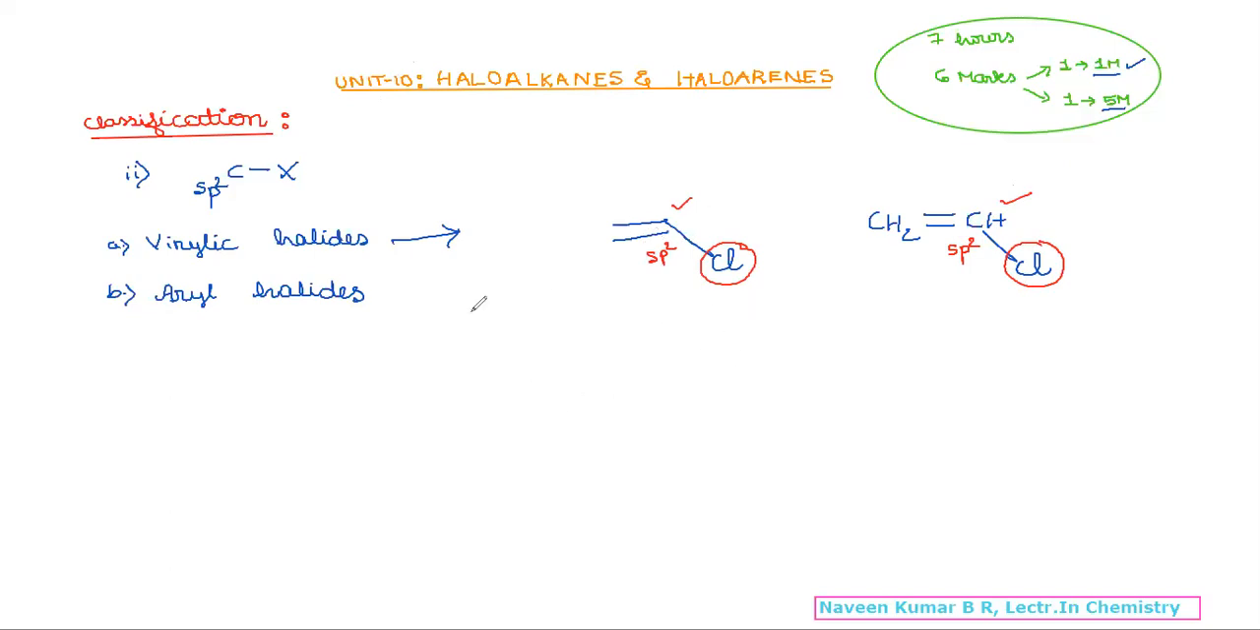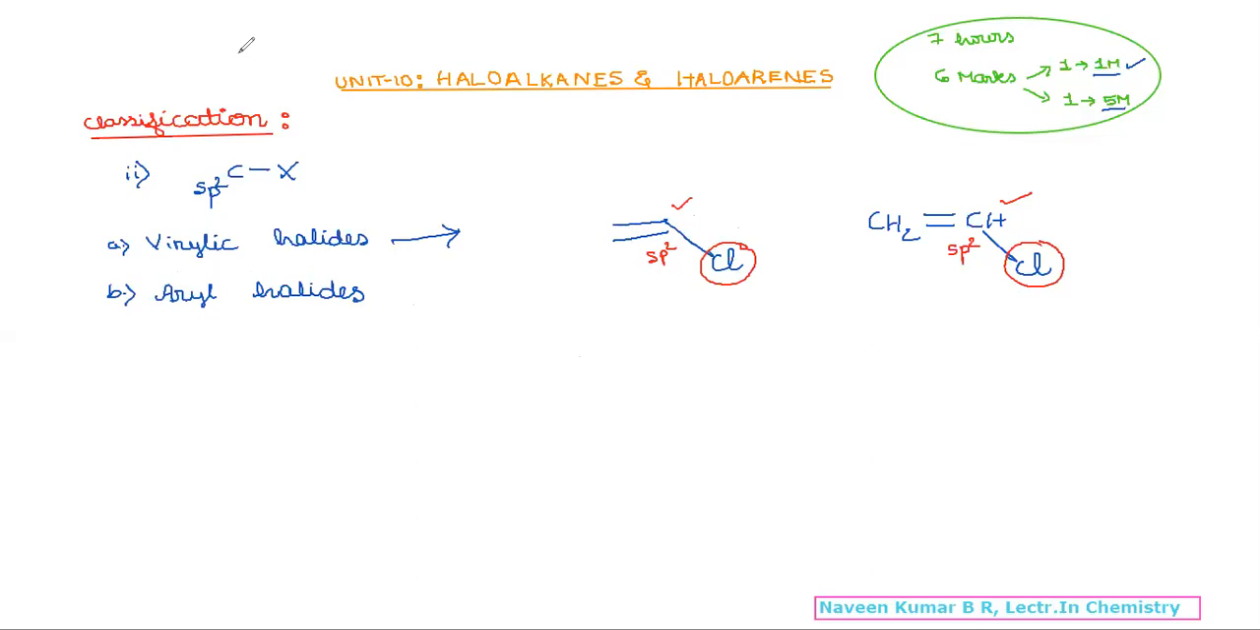If it is an aromatic ring, it will be called aryl halides. Hence, we can define vinylic halides as the type of halides in which the halogen is attached to a double bonded carbon atom which does not belong to an aromatic ring, or the halogen is attached to an sp2 hybridized carbon atom which does not belong to an aromatic ring.